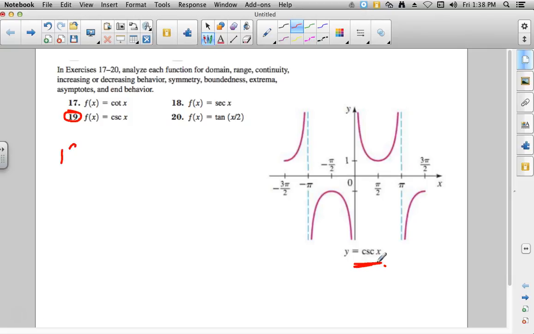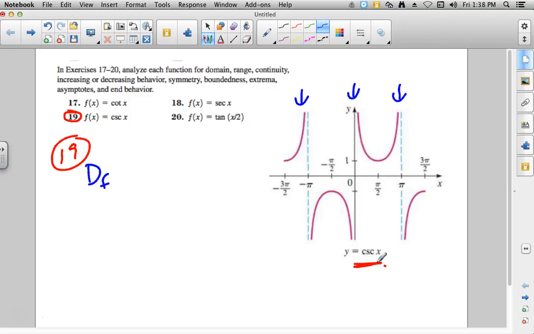So for number 19, domain. The x values that we can use are everything that are not the asymptotes. So try to figure out an easy way to explain how those asymptotes come to be.